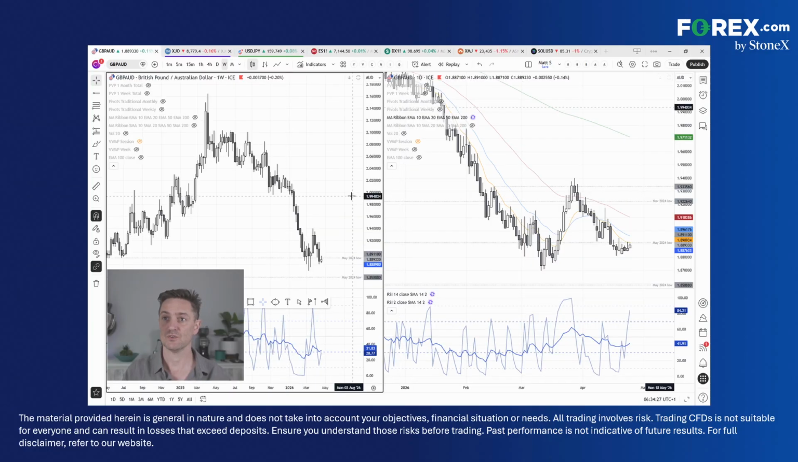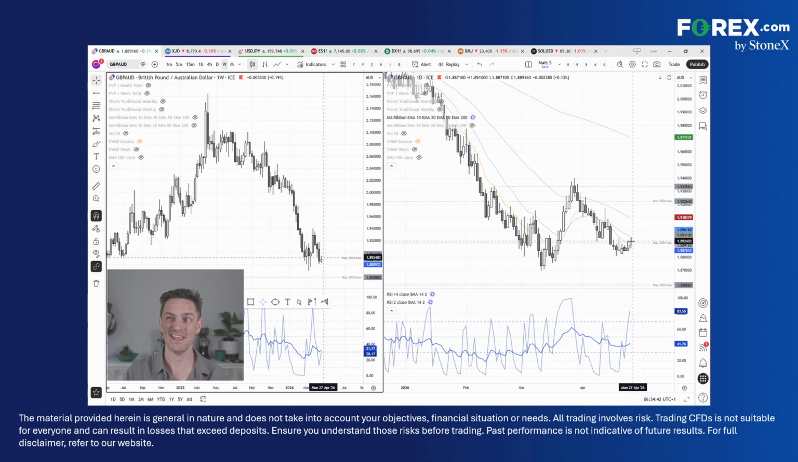As for Pound against the Aussie, this is in an established downtrend and it's trying to roll over once again. We've got 3 consecutive bearish weeks. But on the daily time frame, we've got this consolidation at these lows. It does look like it wants to break above that May 2024 high over the near term.